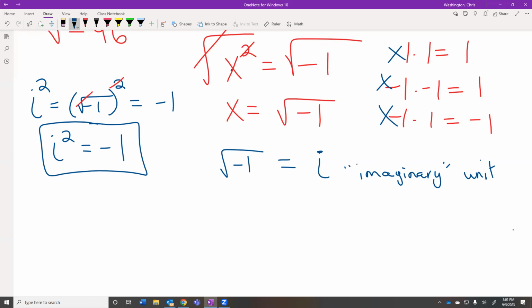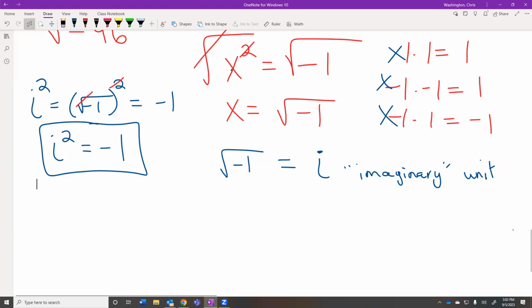And that kind of comes from that equation that we just did. So i is the square root of -1. i squared is equal to -1. And now we have this whole new number system that we're going to learn a little bit about this week, called the imaginary numbers. And where do they come from? They come from this idea right here that this is not really possible.